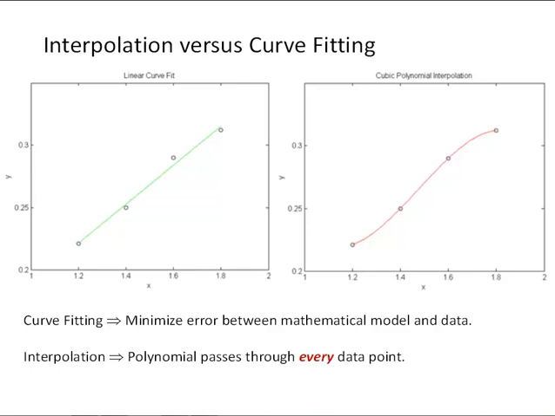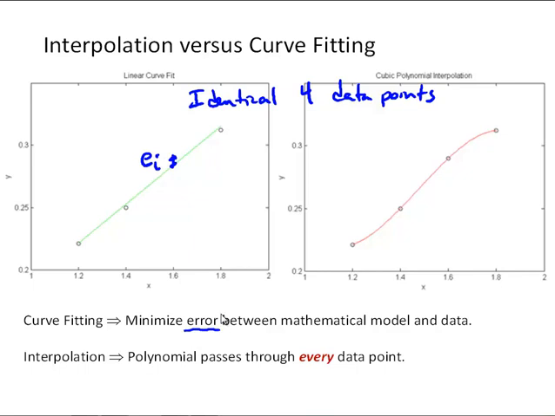So here we're looking at two data sets. It's the identical data. It's the same 4 data points. Now, we could fit a linear equation through those 4 data points, like so. And remember, we did that. We were minimizing the sum of the squares of those residuals.